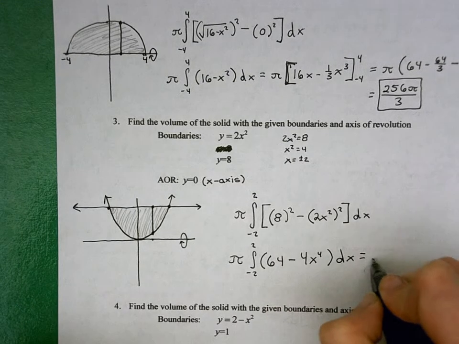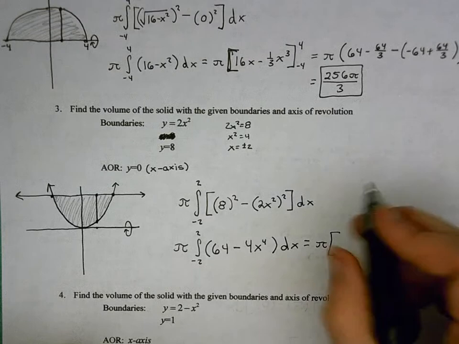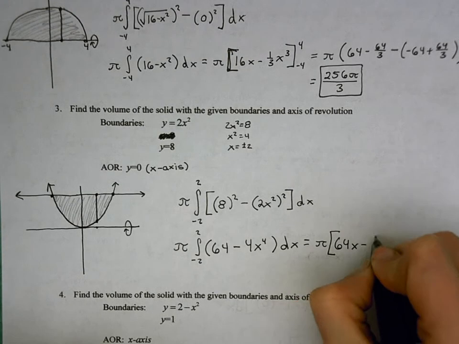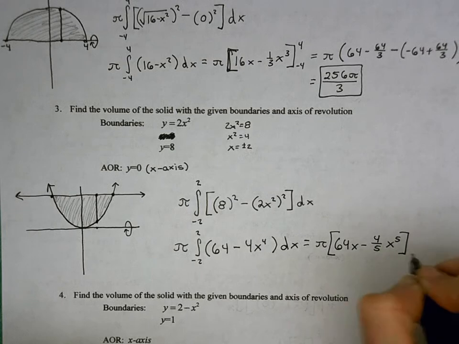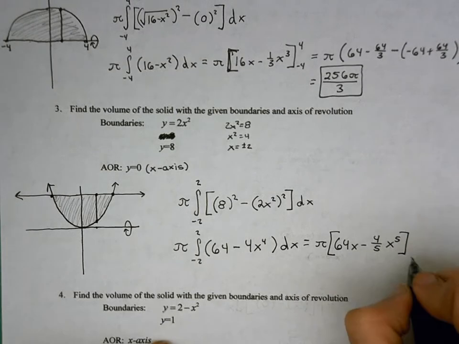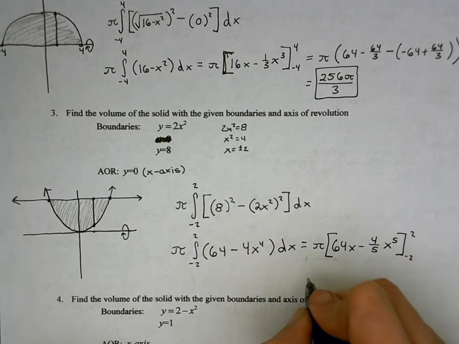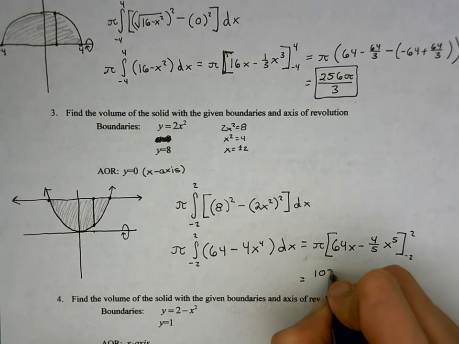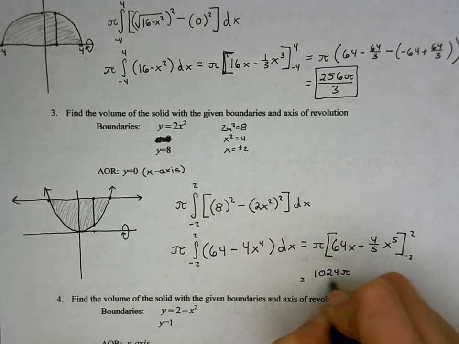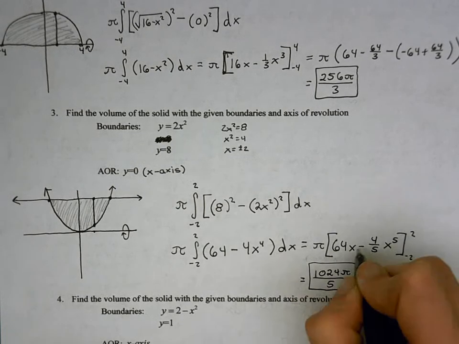So then we have pi, power rule. So we're at 64x minus 4/5 x to the 5th from -2 to 2. When you get that, you get 1024 pi over 5. And you do your f of b minus f of a.